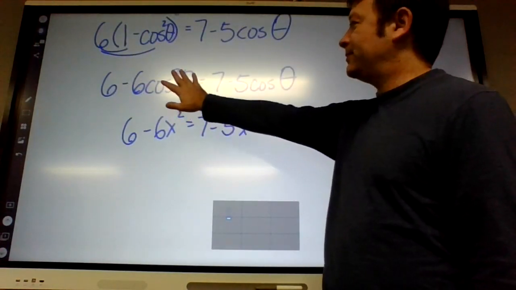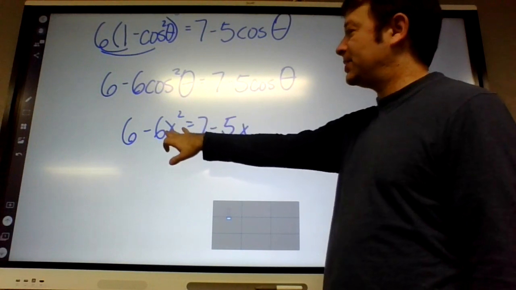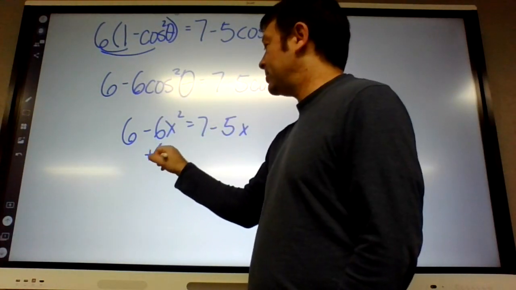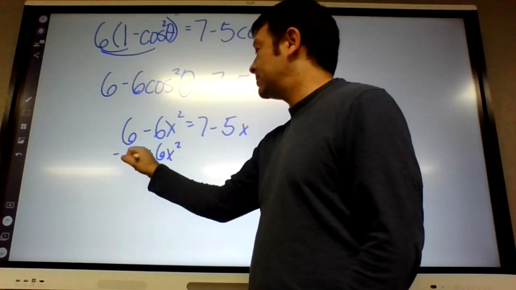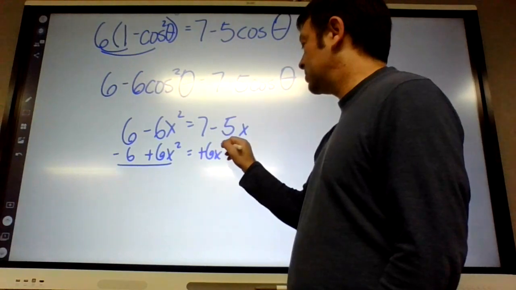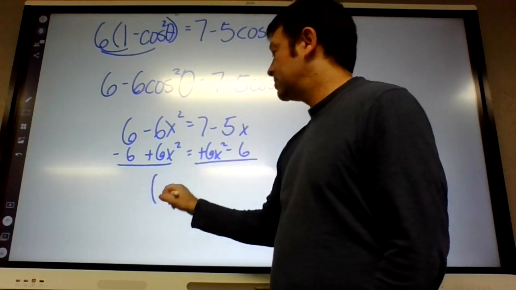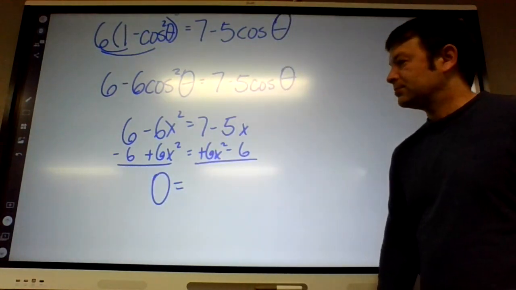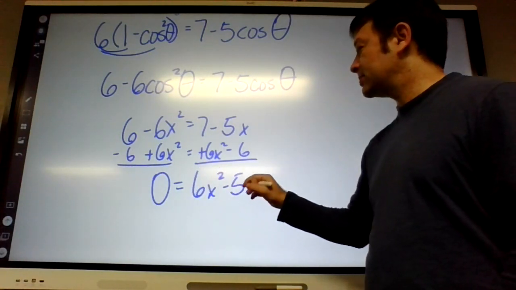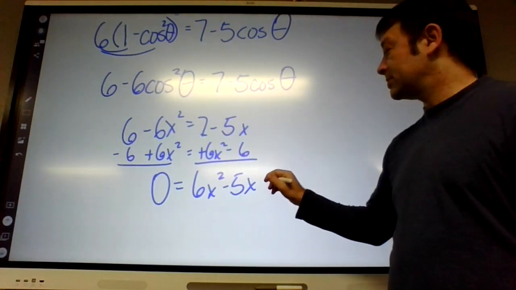So I'm going to drop this for a second. I'll just use x in place of cosine, like I did in the last problem. Let's move it all over to the right. So that's a 0 now. We've got 6x squared minus 5x. 7 minus 6 is 1.